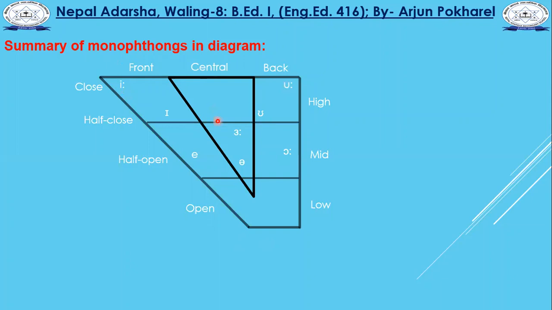How many vowels are here till now? 1, 2, 3, 4, 5, 6, 7, 8. Now four different monophthongs, four different pure vowels are left here, and they come under open vowels or low vowels. According to British phoneticians, these are known as open vowels, and according to American distinction, they are known as low vowels. Four different open vowels or low vowels are there in English.